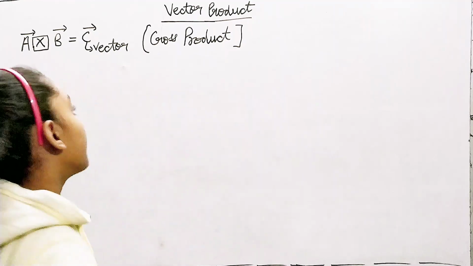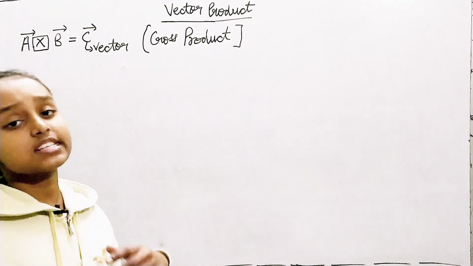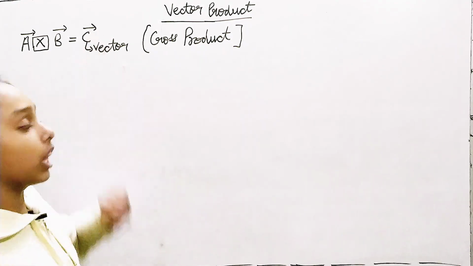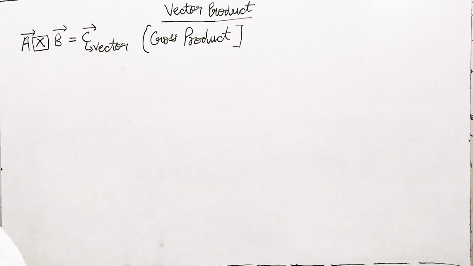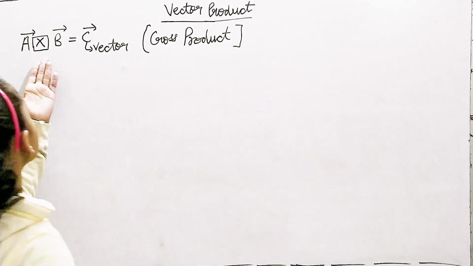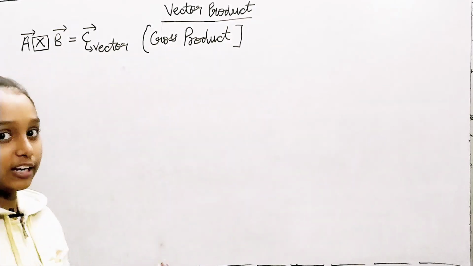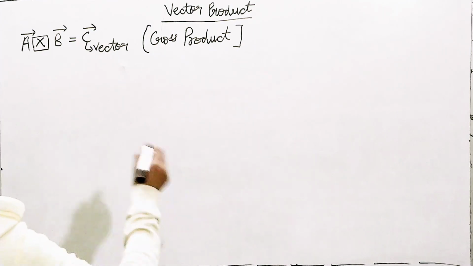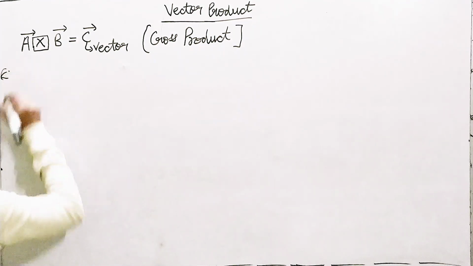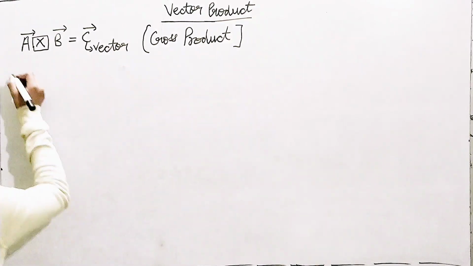So A cross B is equal to vector C, and vector C is a vector. You all know that, and you can also see it through the symbol. We are using cross, so through cross we can say that we are doing a cross product. Let me take an example through a formula.